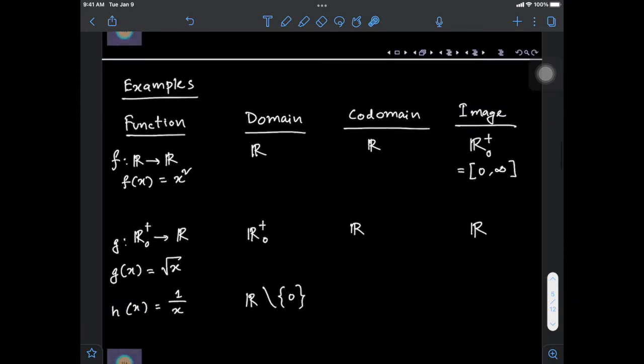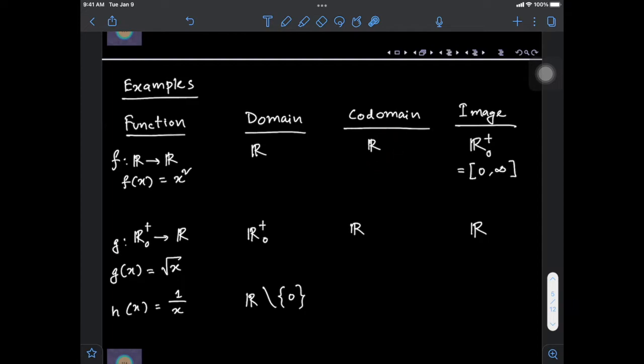So now that we have all the definitions, let's take a look at some examples to make sure that we really understand them. Let's consider the function f, which maps from the domain R to the codomain R, and the function is given by f(x) = x squared. So here both the domain and the codomain of the function are R, the set of real numbers.